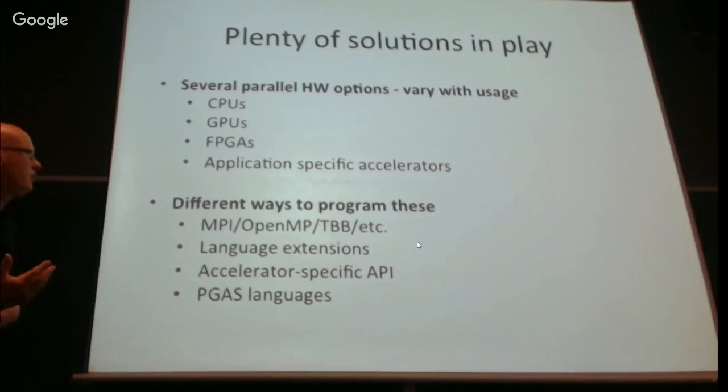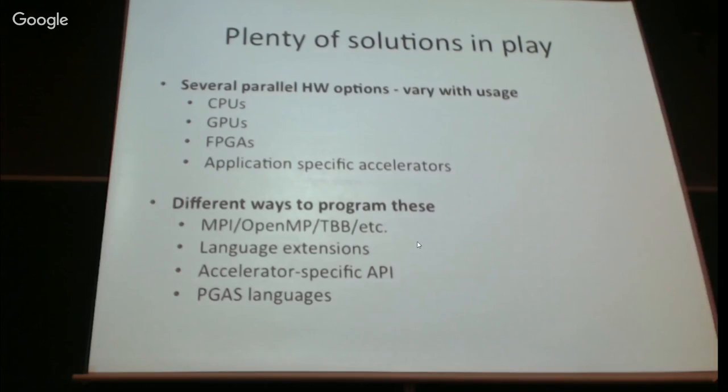So then we have language extensions. CUDA is a language extension to the C programming language. OpenCL is a language extension to the C99 programming language. So they're programming frameworks that are effectively extensions to existing languages. We have accelerator-specific APIs, which might include OpenACC, for example. And then we have more exotic PGAS languages.